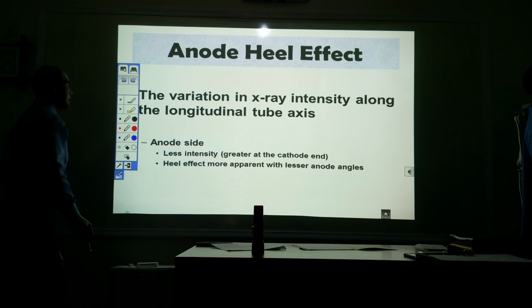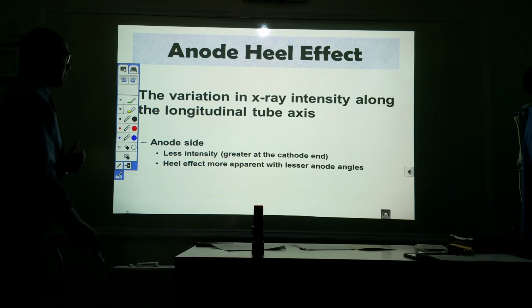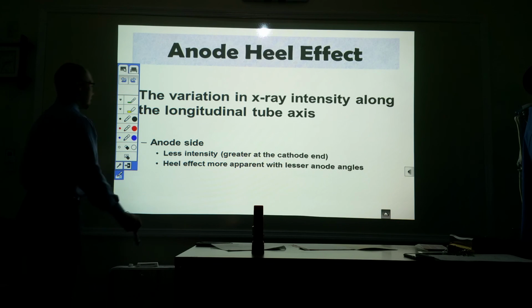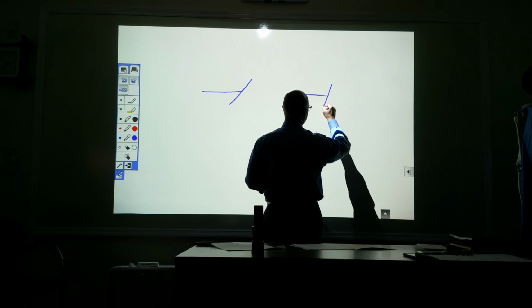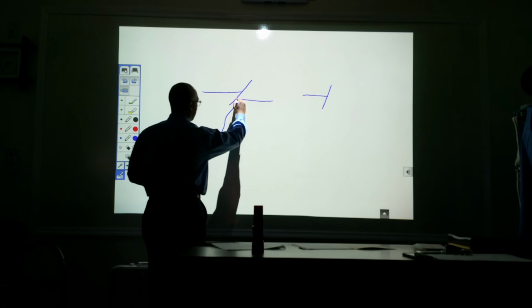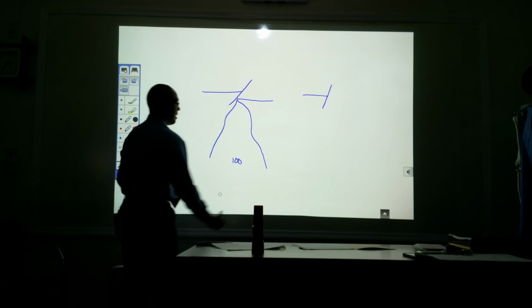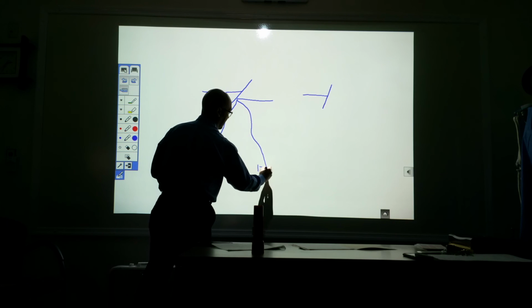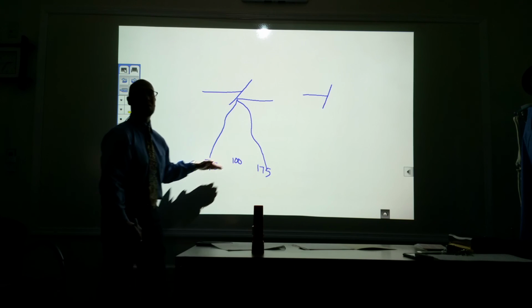Is that the anode heel effect is going to be more apparent, which means more obvious, with lesser anode angles. What does that mean? Well, let's just say we have a great angle that's like this, and we got one that's less angulated, more steep. The greater the angle as it interacts, the beam is going to be wider, correct? What's in the middle? Your central ray. 100% is your central ray. Greater intensity on one side, we'll just call this 175. And then weaker on this side is 75, but it's gradual.